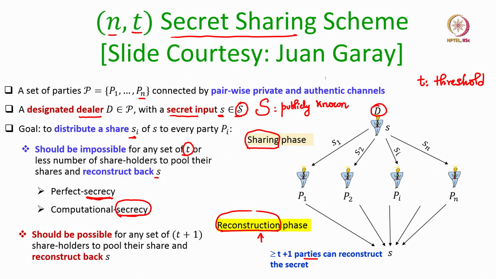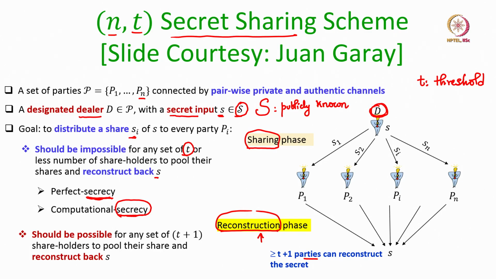So, this is a very fundamental primitive in cryptography, because there are plenty of real world scenarios where there might be a dealer with some secret information which it does not want to keep with itself, because the dealer might be worried what if the secret gets compromised, gets hacked.